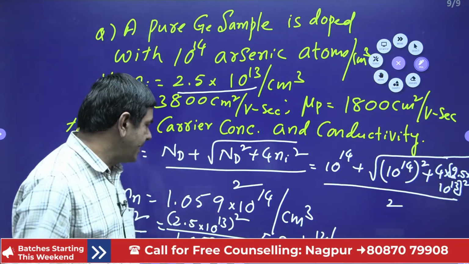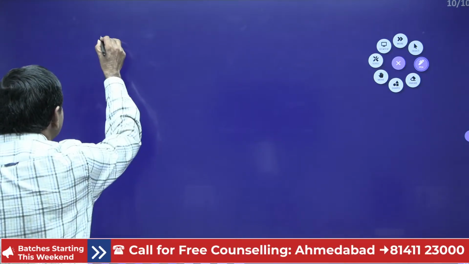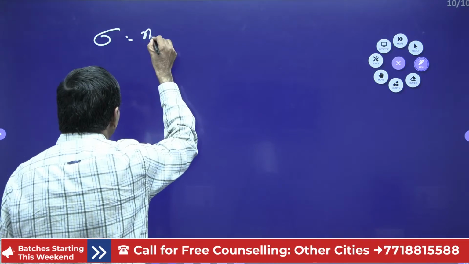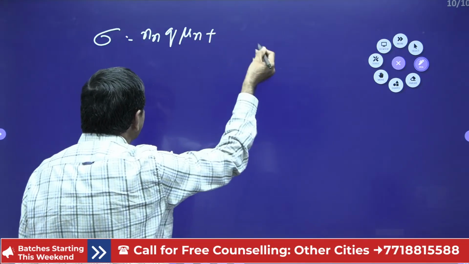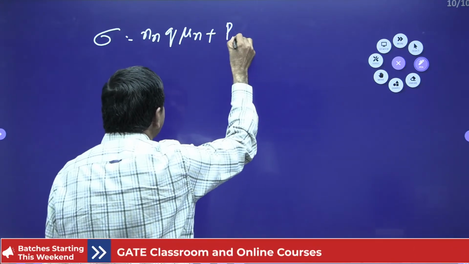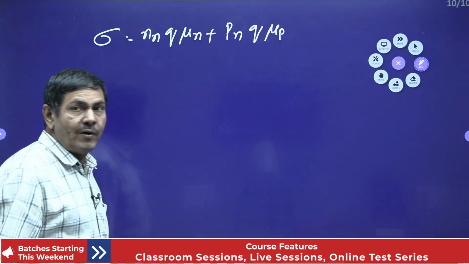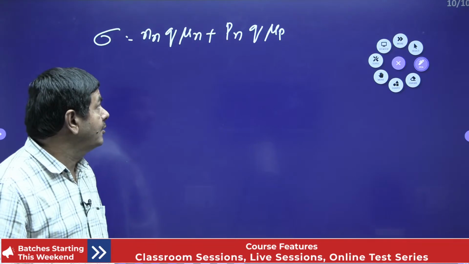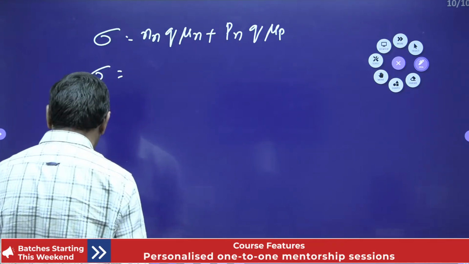But in this case, how can we take the total conductivity? Total conductivity, you can take conductivity due to electrons, Nn into Q into mu n, is a must. And conductivity due to holes is also required, Pn into Q into mu p. Why are we using this formula? Here Nd is not far more greater than Ni, so we can use this formula.